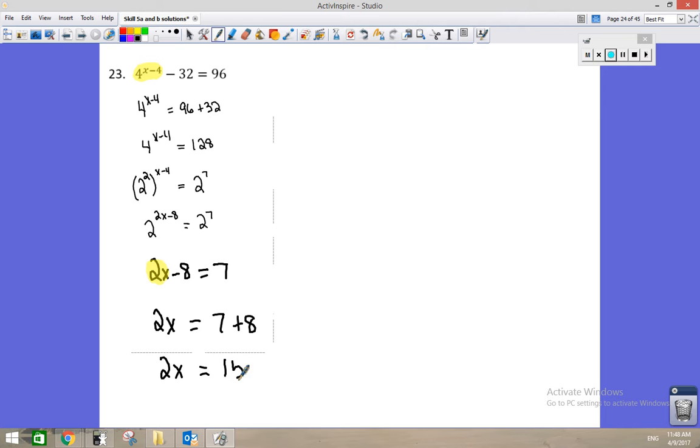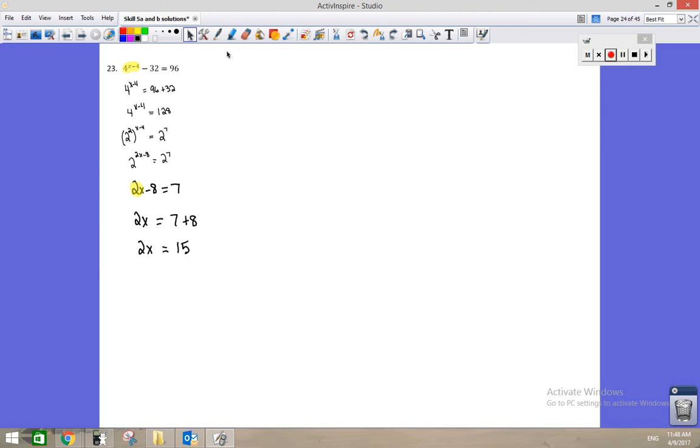2x is equal to 15, and on the left-hand side, I have 2 factors. The factor x is the variable of interest. So to undo this multiplication of 2, the inverse of multiplication is division, we divide both sides of this equation by 2, and 2 divided by 2 is 1, so we have just 1x, and 15 divided by 2, I'm just going to leave it as 15 over 2. If you want to write 7.5, you can.